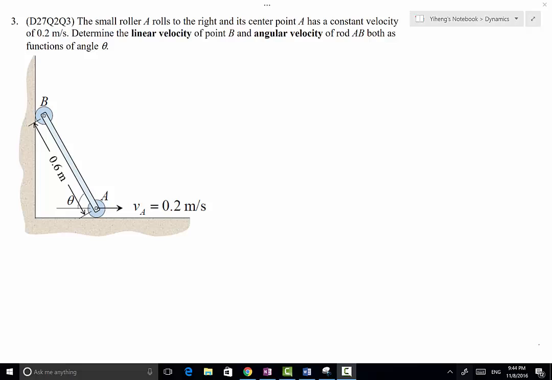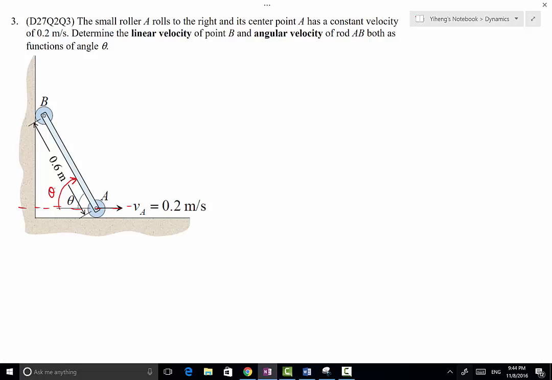So the first thing we want to do is to choose a fixed datum. So this is the datum for theta. For convenience, theta is defined as this angle right here, clockwise. So clockwise in this problem is considered positive.